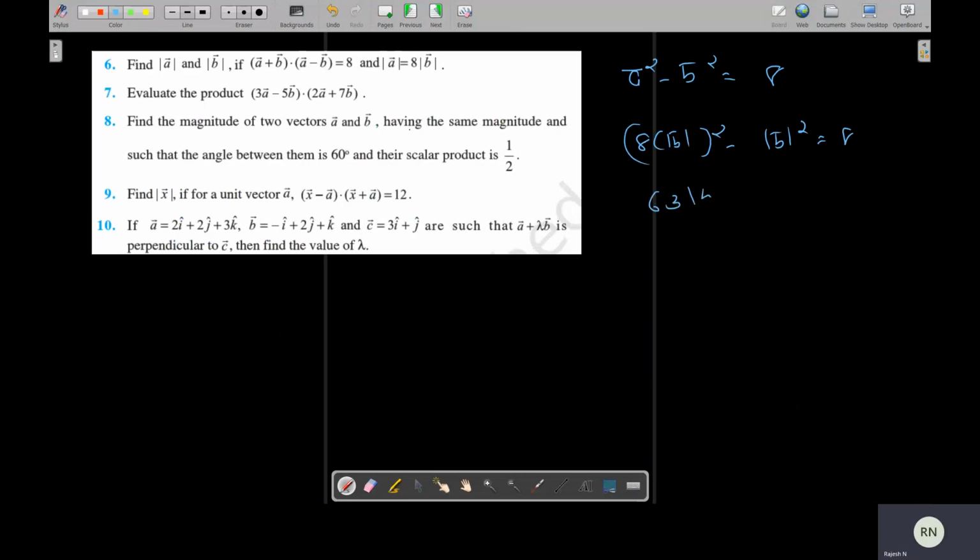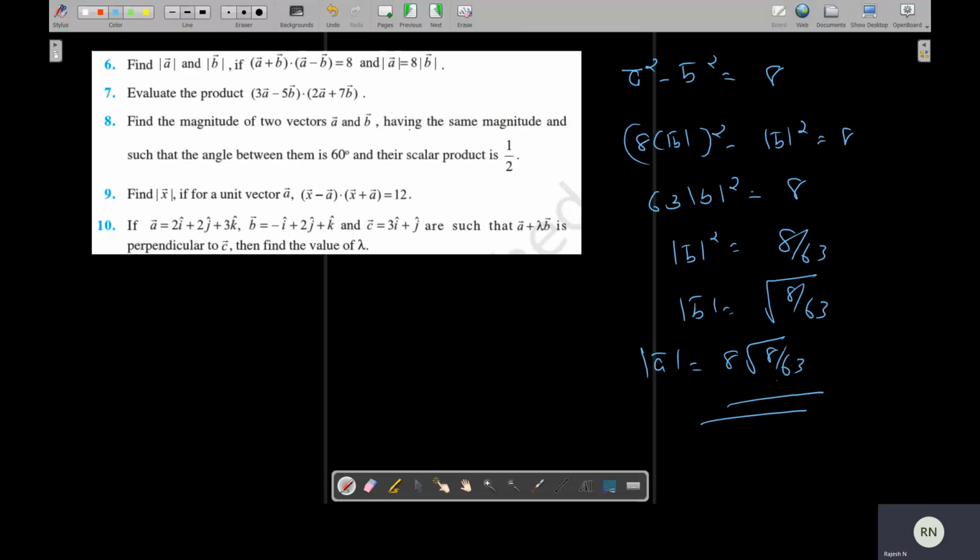So 8 times modulus b bar squared minus modulus b bar squared is equal to 8. So 63 times modulus b bar squared is equal to 8, so modulus b bar squared is equal to 8/63. Modulus b bar is the square root of 8/63, it should be positive. So then what is modulus a bar? Modulus a bar is equal to 8 times root of 8/63.